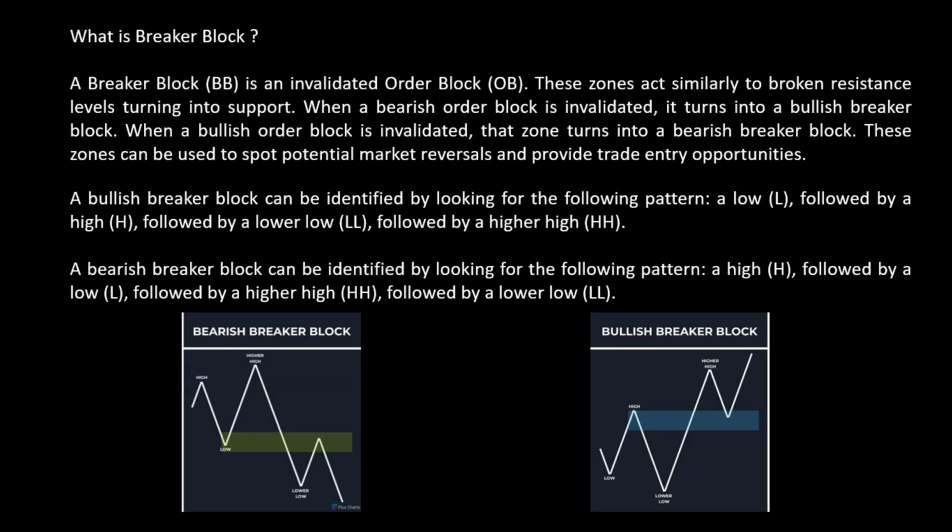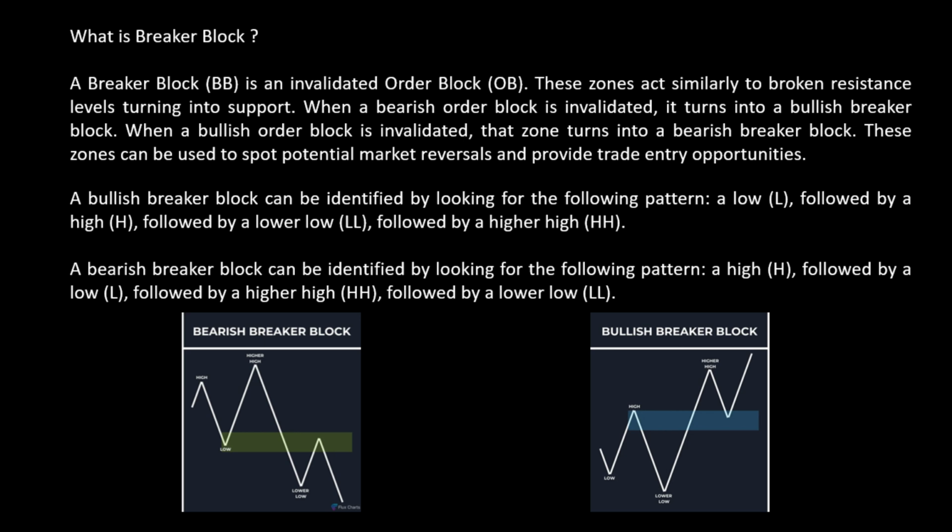What is a breaker block? A breaker block, BB, is an invalidated order block, OB. These zones act similarly to broken resistance levels turning into support. When a bearish order block is invalidated, it turns into a bullish breaker block. When a bullish order block is invalidated, that zone turns into a bearish breaker block. These zones can be used to spot potential market reversals and provide trade entry opportunities.